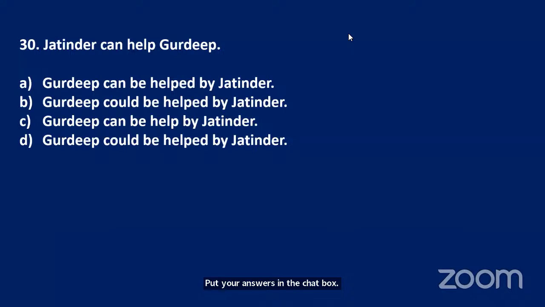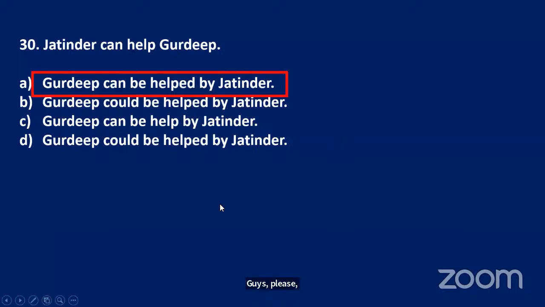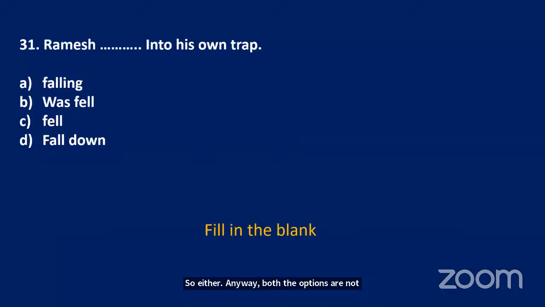Okay, Vaishmini, Vishwant, Gayatri. Vaishmini, Gayatri, Swapna. Yes, fine. The correct answer is option 1. Gurdeep can be helped by Jatinder. Yes, option B and option D are same. So anyway, both the options are not right, but here this is repeated. All right, see the next question.